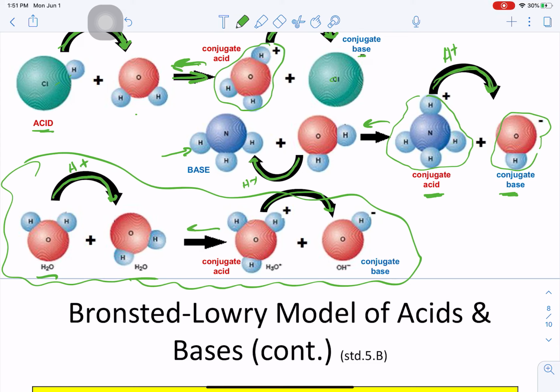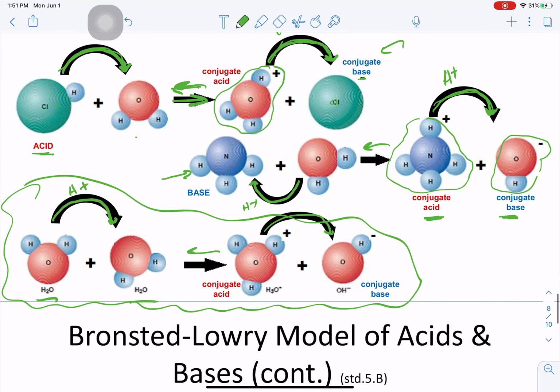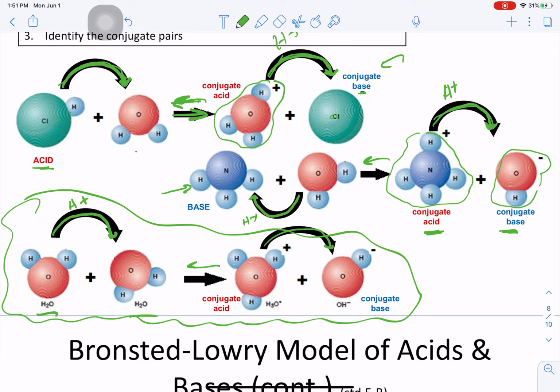So it breaks up into ions, then reforms. That is the forward reaction and the reverse reaction for all of these. Breaks up into ions, goes back.